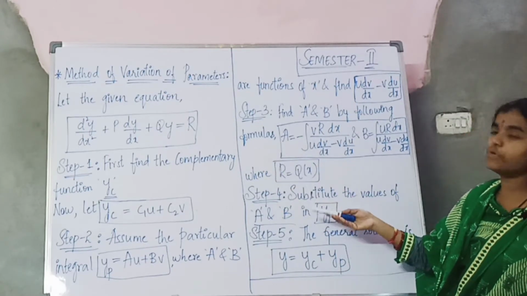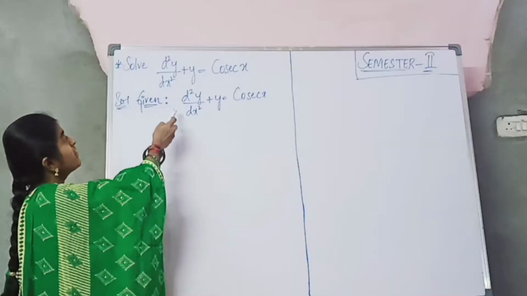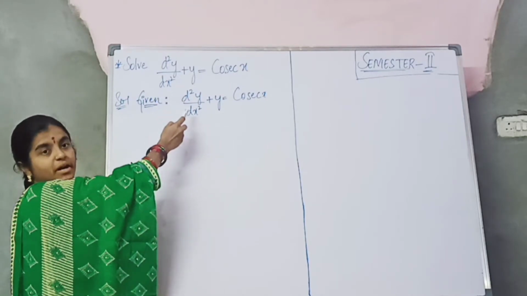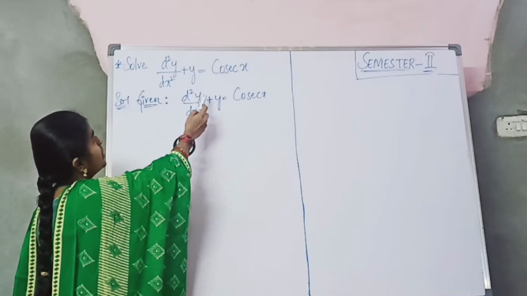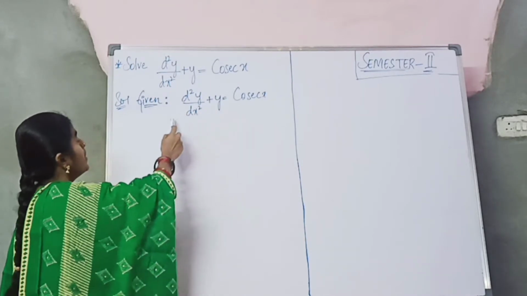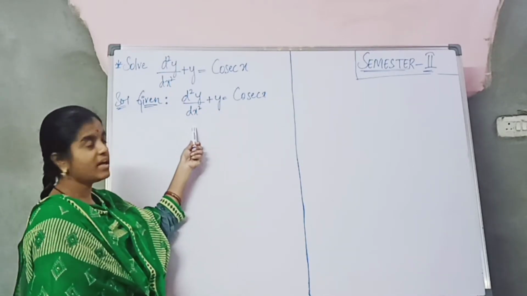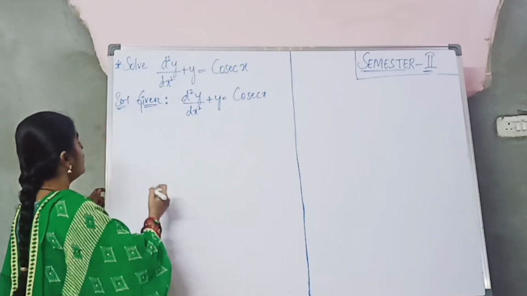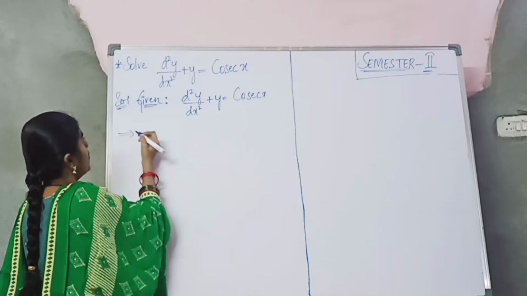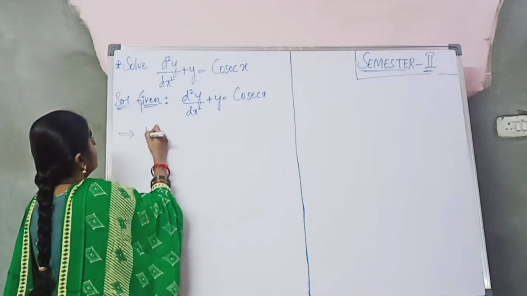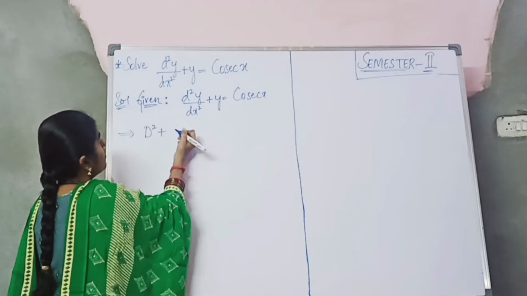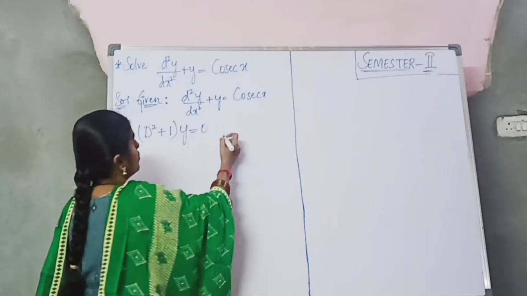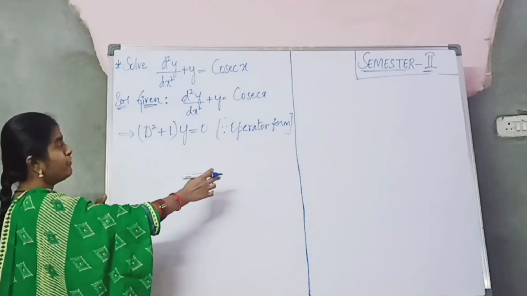Now let us discuss a few sums based on this method. Now let us discuss an example problem. Solve d square y by dx square plus y equals cosecant x. Now we have to write this in the operator form. So d square plus 1 into y equals 0.